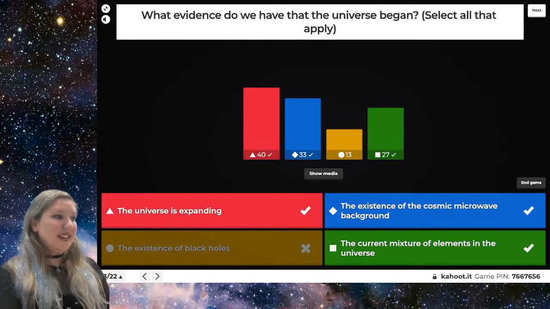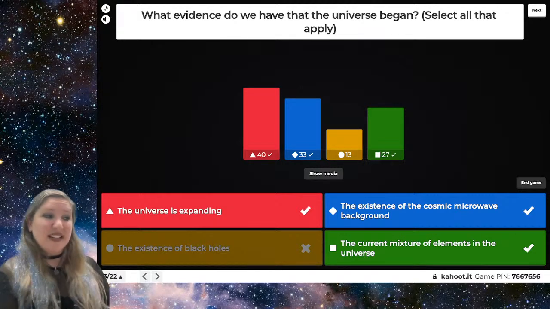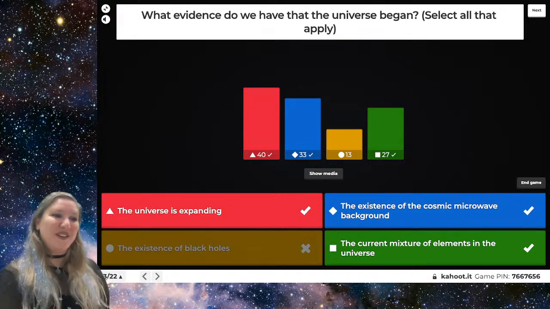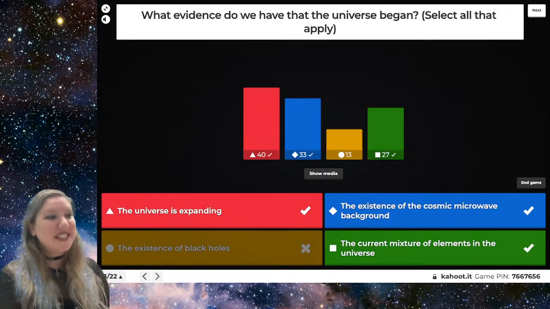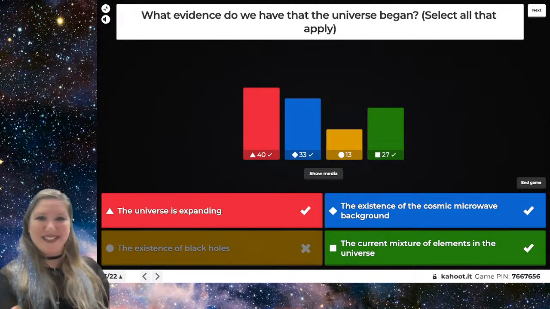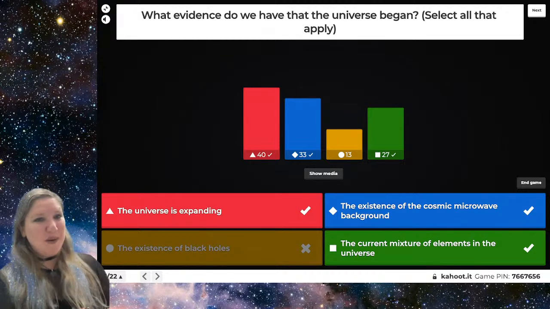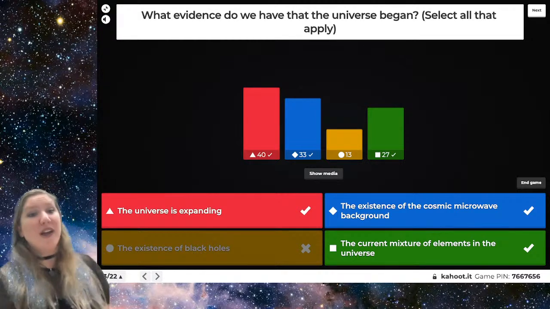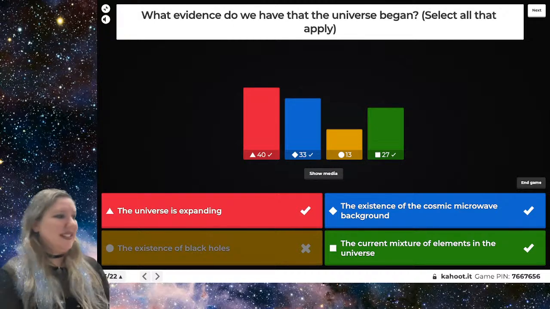If you selected the universe is expanding, the existence of the cosmic microwave background, and the current mixture of elements in the universe, then you got the correct answer. So that was a little bit tricky because you had to select a lot of different things. But the existence of black holes is not a piece of evidence that shows that the universe began, and not that it didn't just always exist.